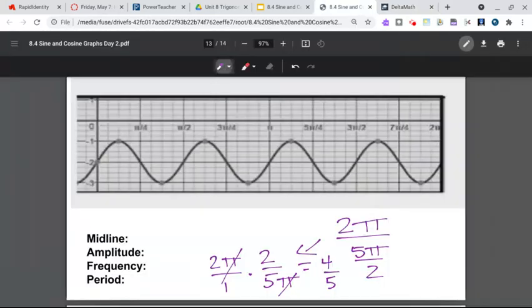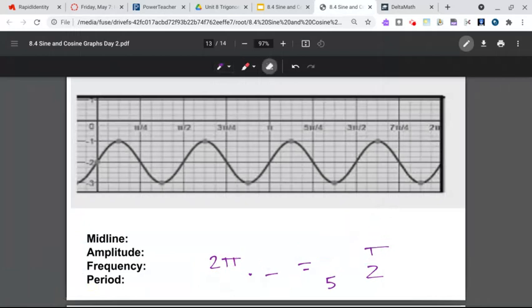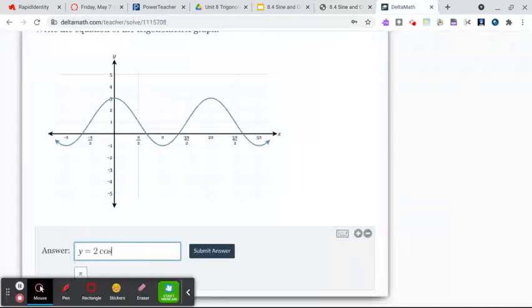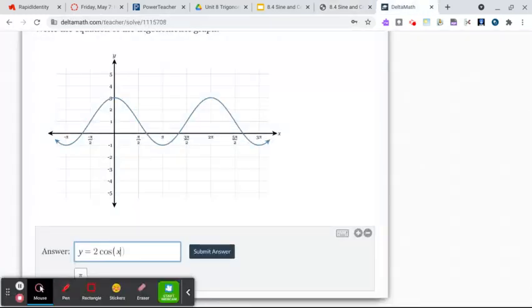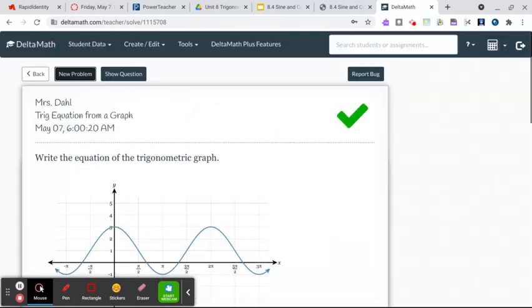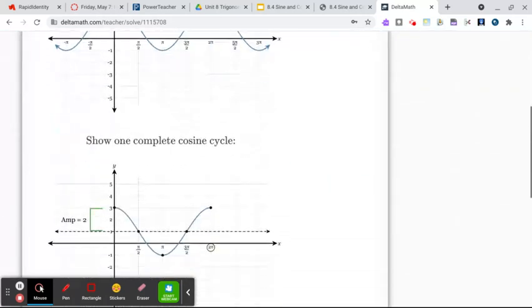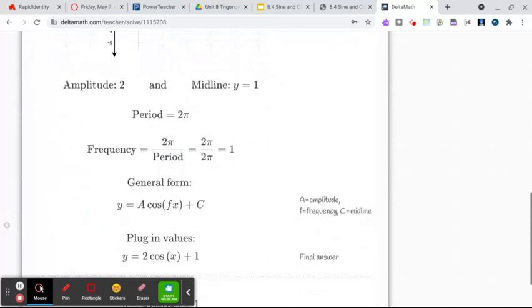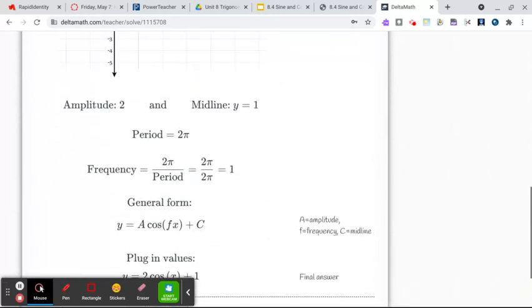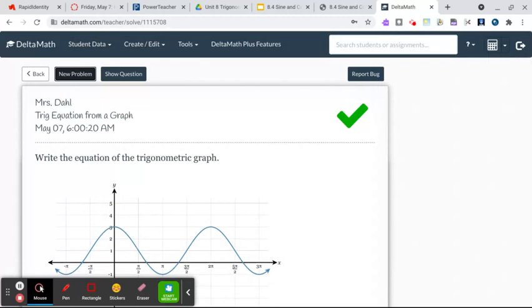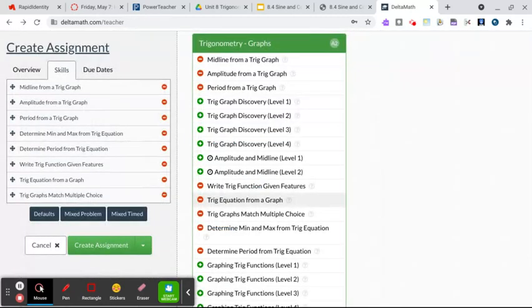So remember, for its b value, we do 2 pi over its period, which we said was 2 pi. So its b value is 1. So we go back. We're just going to put in 1x or just x. And then its midline was plus 1. Check it. Good. Okay. This will help you too if you need additional assistance. Remember, Delta can show you an example.